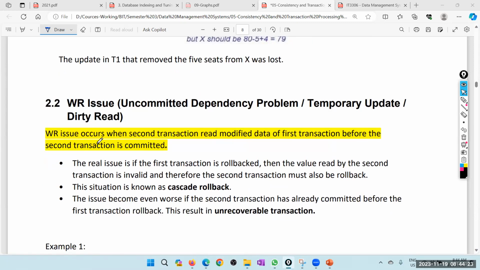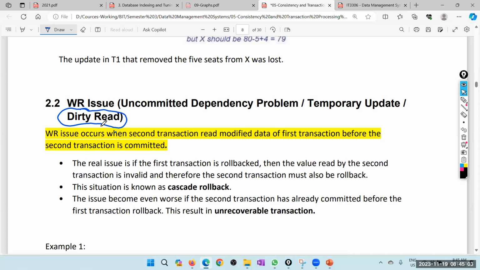Right. So now let's move on to the second possible issue. This is called write read issue, or we call it temporary update or dirty read. I think the easiest thing to understand the concept is consider it as dirty read. So dirty means something modified. Modified things is read. So second transaction read something the first transaction has modified, but not yet committed.